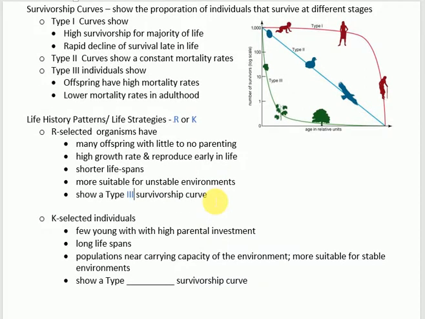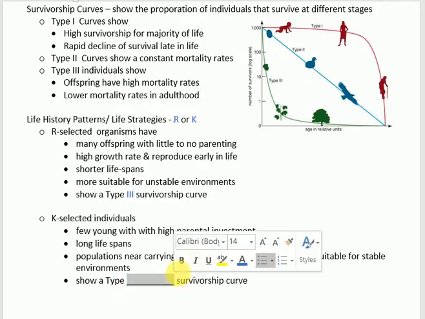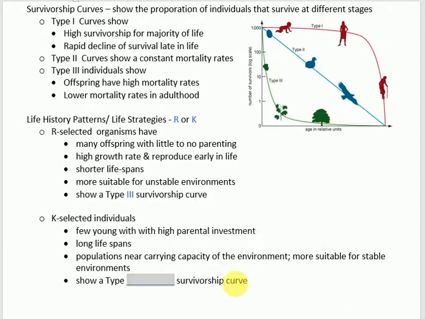Then we have K-selected individuals. These individuals have very few young and very high parental investment, long lifespans, and populations near the carrying capacity of their environment. They do need a stable environment. And this is a type 1 survivorship curve. So make sure that you are familiar with those 2.